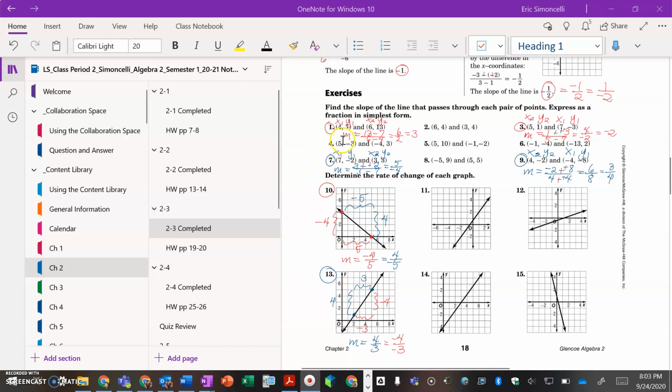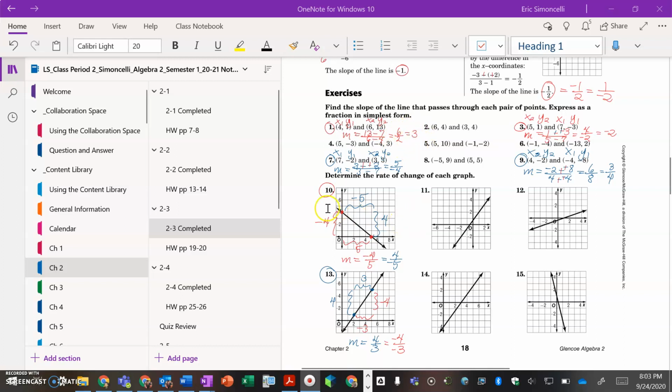Number 1, pretty straightforward here. We've got 2 ordered pairs. I've labeled them for you. So I do here 13 minus 7 divided by 6 minus 4, of course, 6 over 2. So you get a slope of 3. Again, if you had done the opposite order, so to speak, you would have gotten a -6 over a -2. And again, that ends up still being +3.